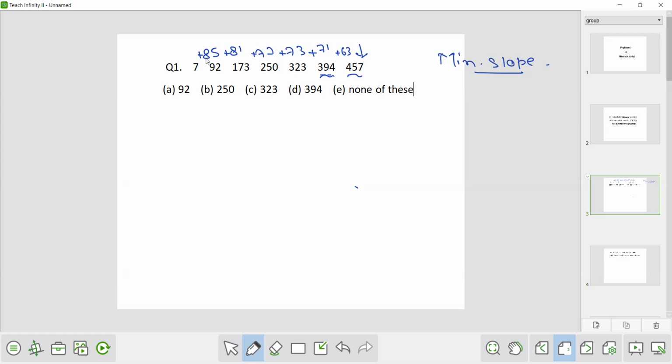Now look at the series: plus 85, plus 81, plus 77, plus 73. Just move one step ahead, so it will be minus 4. This is also minus 4. This is also minus 4. The rule is confirmed that this will also be minus 4. 73 minus 4, that is, it should be 69, not 71. So this should be 69. 323 plus 69 will be equal to 392. So our wrong number is 394. So option D will be there.